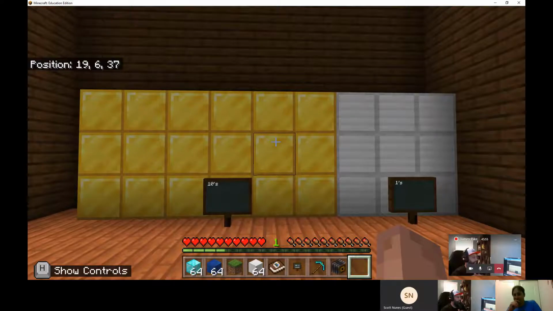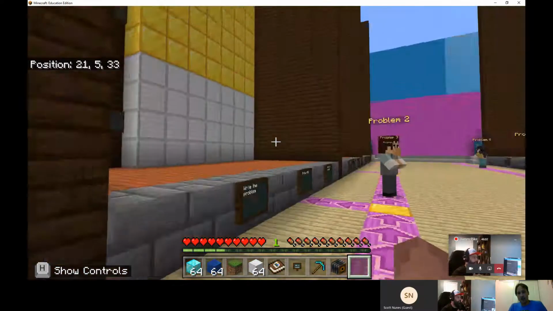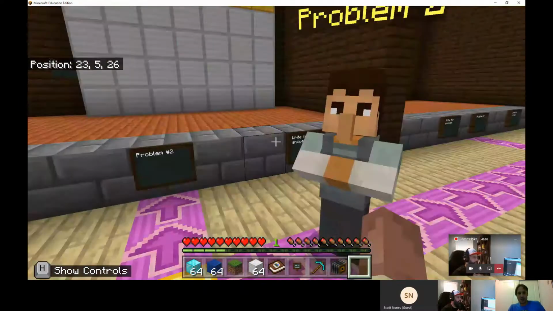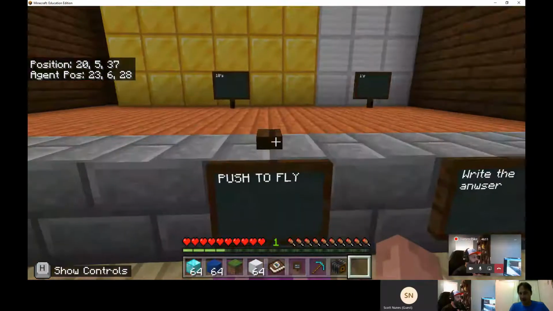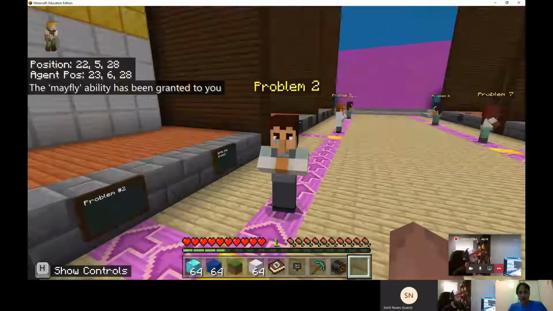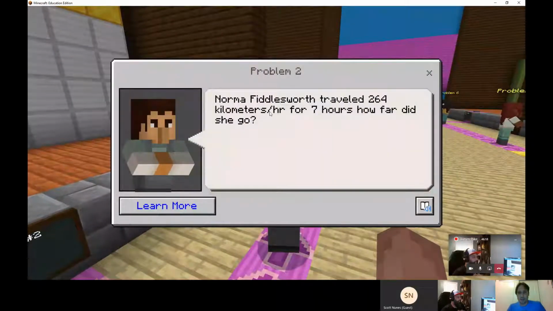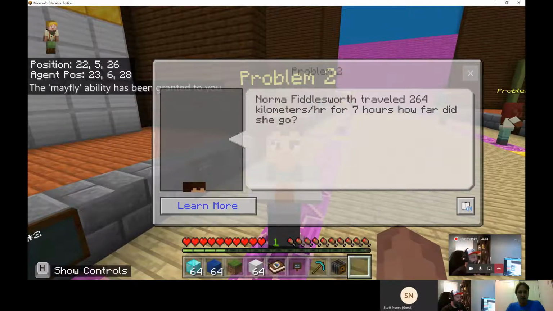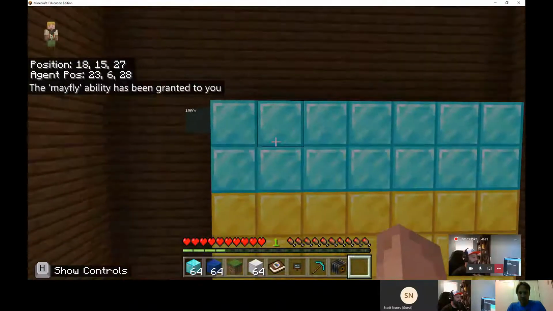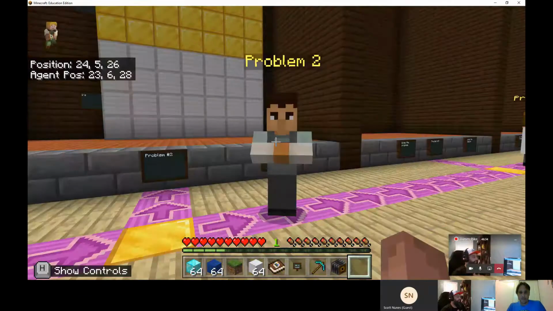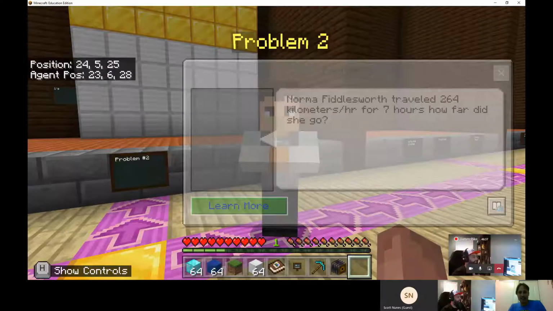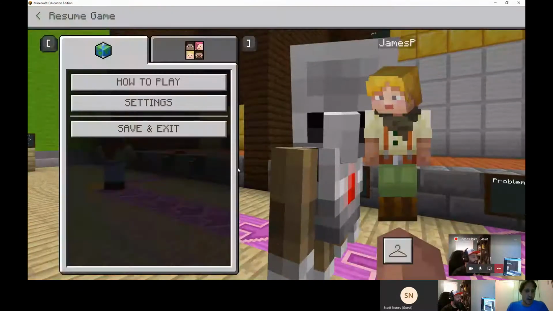You see 63 times 3. That's so neat. See how the gold blocks you count as 10, the white blocks you count as 1. Then you go over here. Oops, got to push to fly. Very important in this world that you can fly. Over here, you've got one: Norma Fiddlesworth traveled 240 kilometers for 7 hours. How far did she go? Then I look over here. You see the hundreds column, the tens column, and the ones column. Once again, videos on how to build it. This is a really good world for teaching area models.